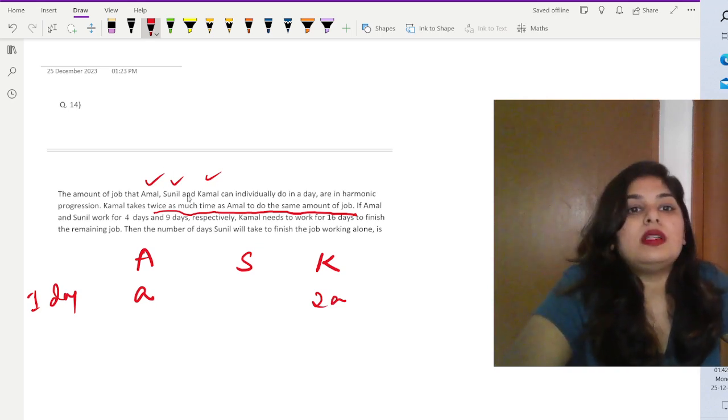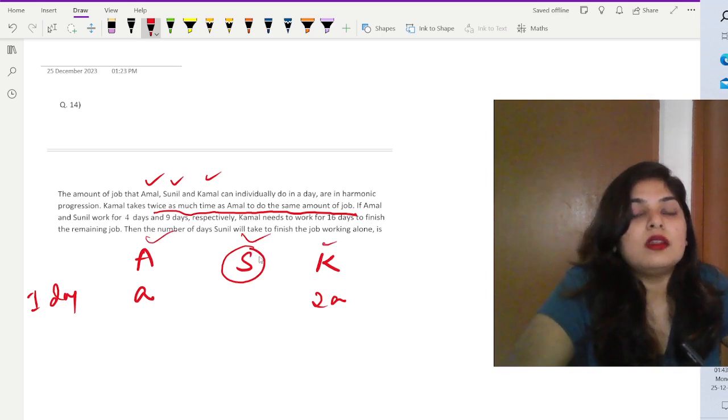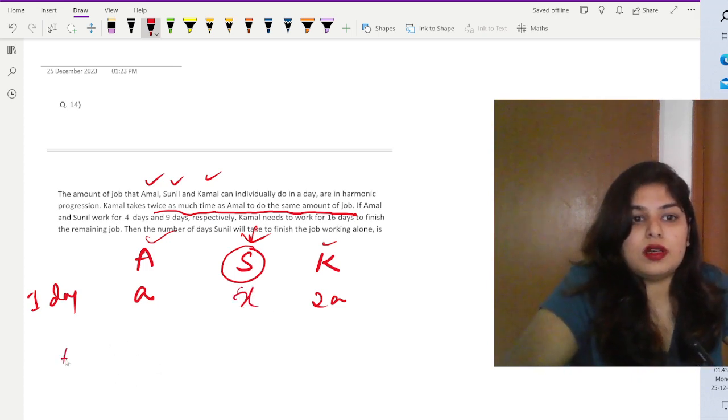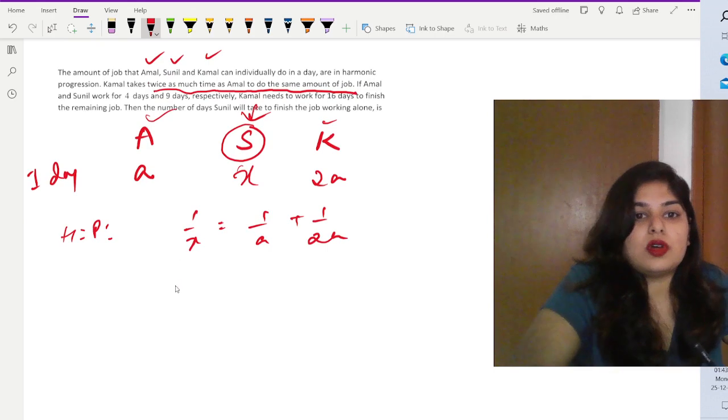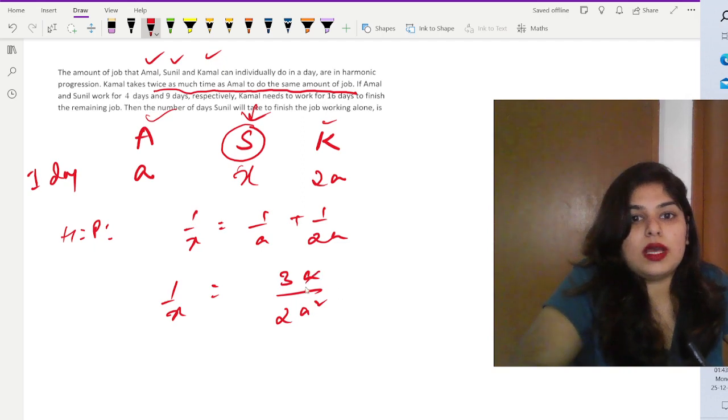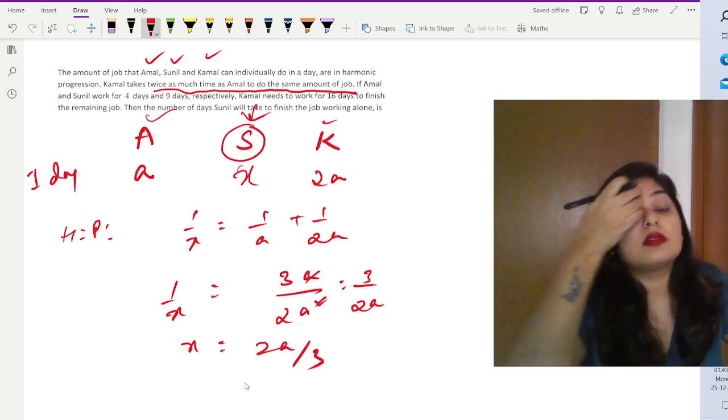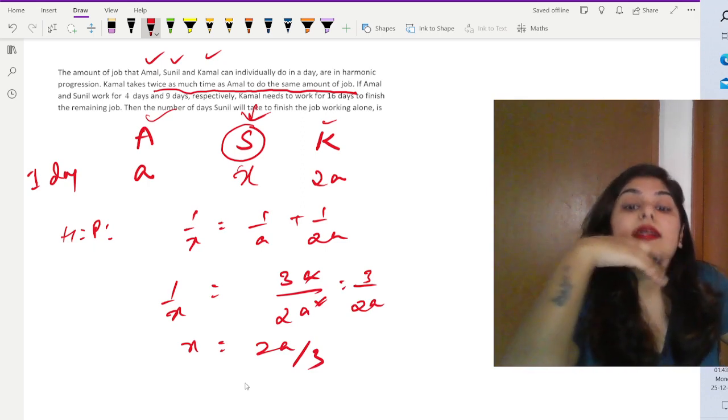Okay, now if Amal respectively, so now we have to find out for Sunil. Now we know that these are in harmonic progression, right? So I know that the middle term is actually the sum of the reciprocals of these two, correct? So let me take it as x. So I know in the HP series what we have is 1 by x is equals to 1 by a plus 1 by 2a, correct? So if we solve, 1 by x is equals to 3a by 2a square, so that is 3 by 2a. So x is equals to 2a by 3, correct?